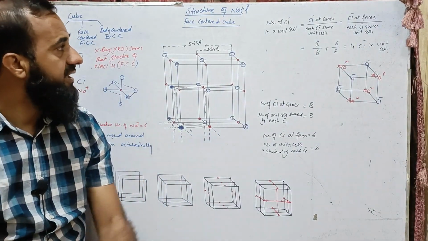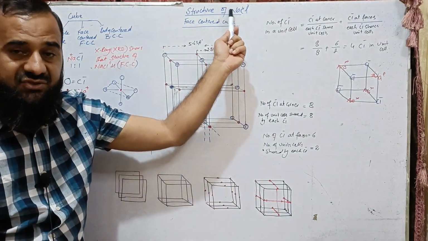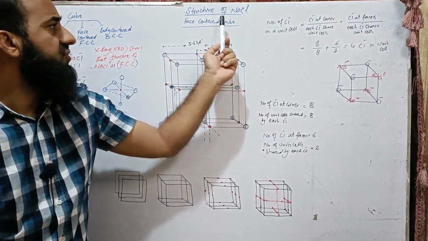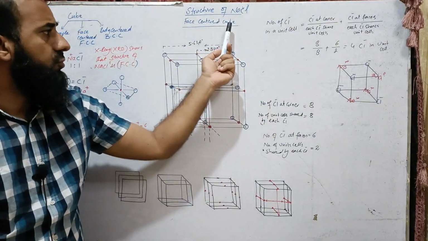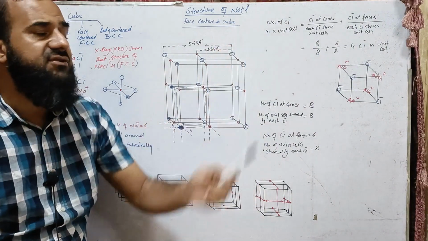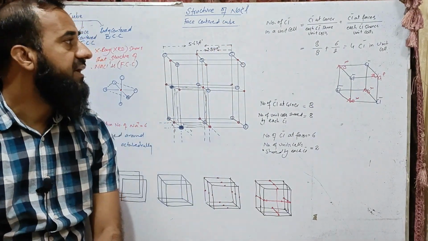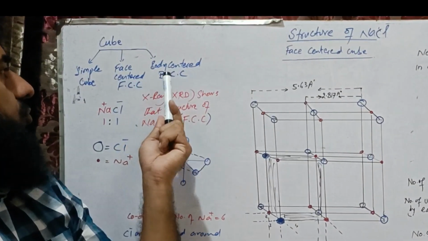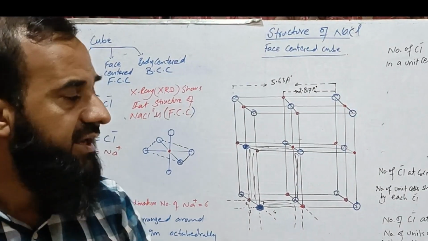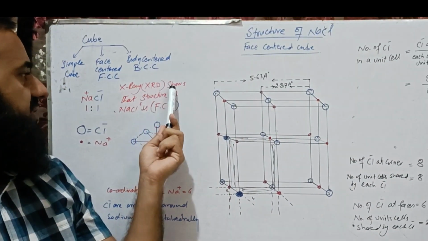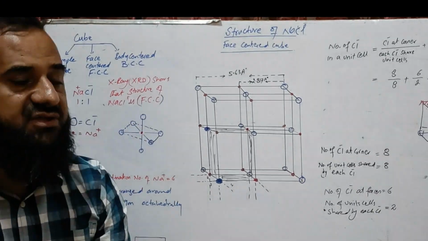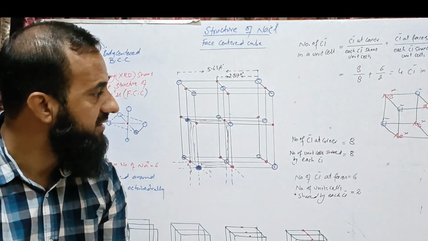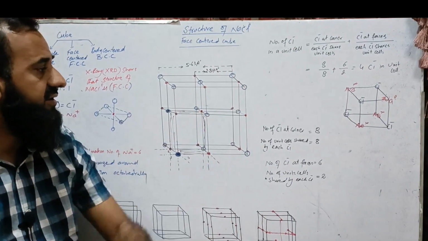Bismillahirrahmanirrahim. Today I am going to discuss the structure of sodium chloride. The structure of sodium chloride is face-centered cube. It means that sodium chloride possesses cubic geometry. There are three types of cubes: simple cube, face-centered cube, body-centered cube. But X-ray diffraction analysis shows that the structure of sodium chloride is face-centered cube.